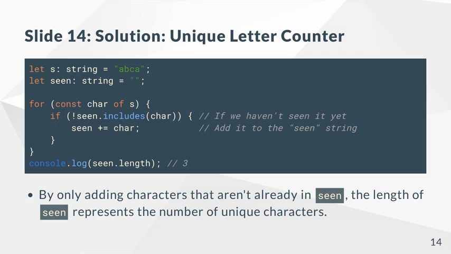The solution involves iterating through the string and checking if the current character is not already in our seen string. If it's new, we append it to seen. By the time the loop finishes, seen contains exactly one of every character found in the original string. Therefore, the length of the seen string is our final count of unique letters.